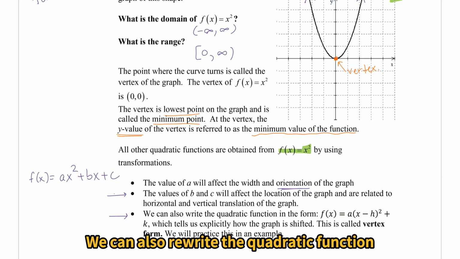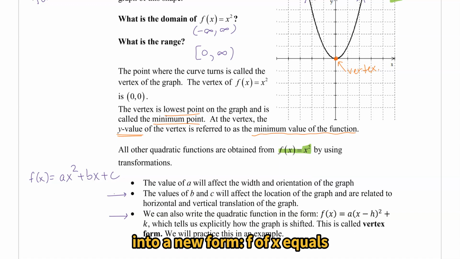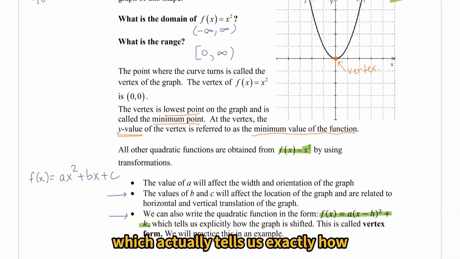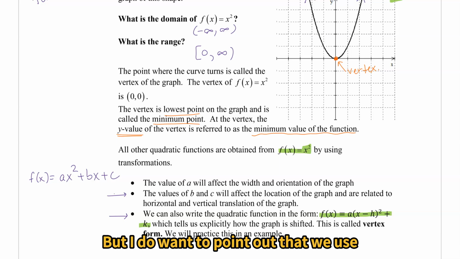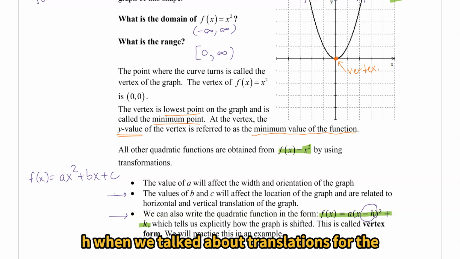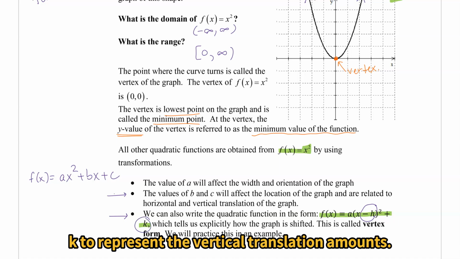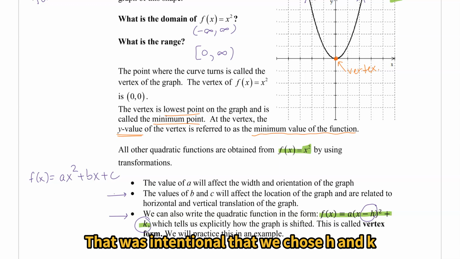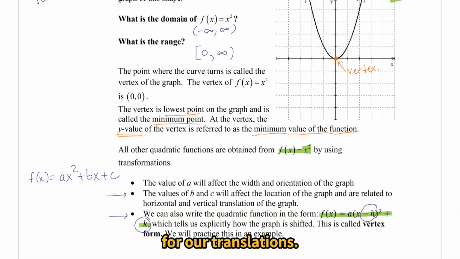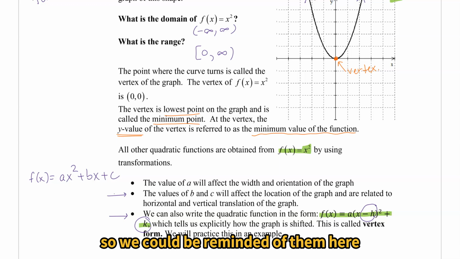We can also rewrite the quadratic function into a new form. F of x equals a times x minus h squared plus k, which actually tells us exactly how the graph was shifted. And this is called the vertex form, and we'll practice it in a moment. But I do want to point out that we used h when we talked about translations for the horizontal translation, and we used k to represent the vertical translation amounts. That was intentional, that we chose h and k for our translations so that we could be reminded of them here in the quadratic function vertex form.